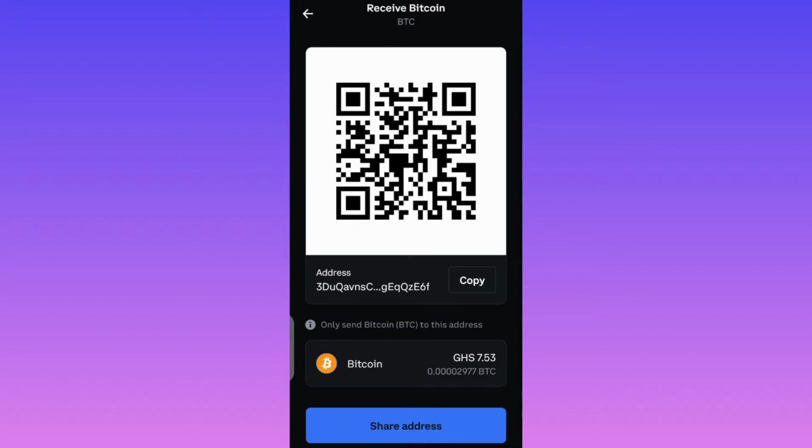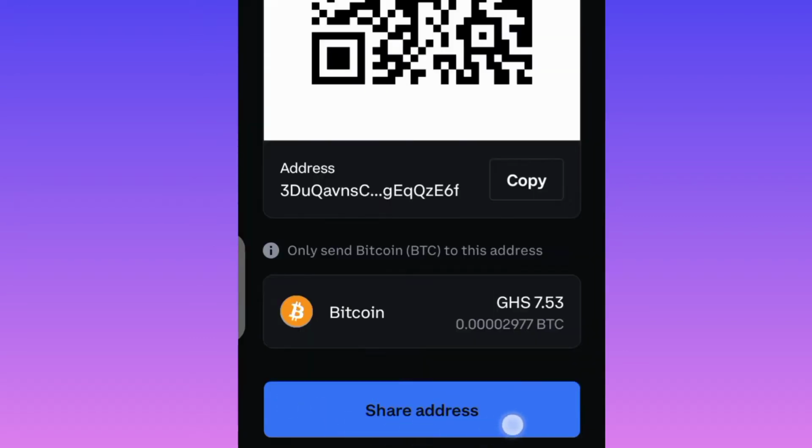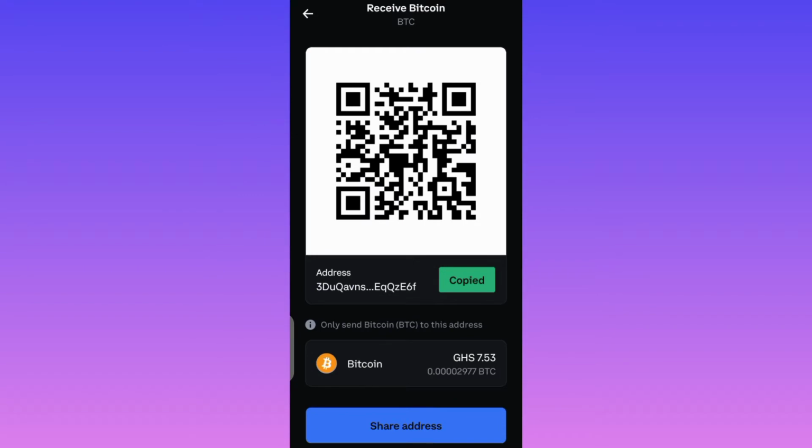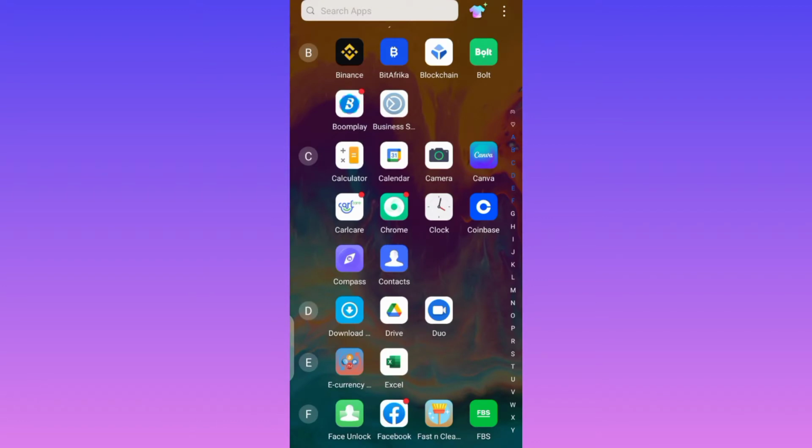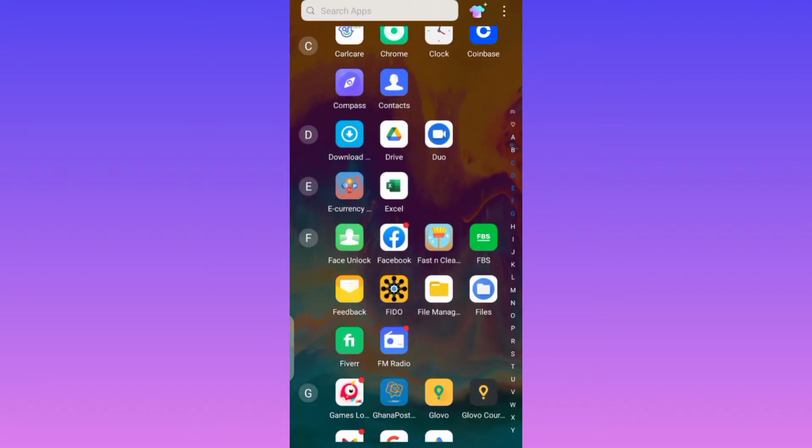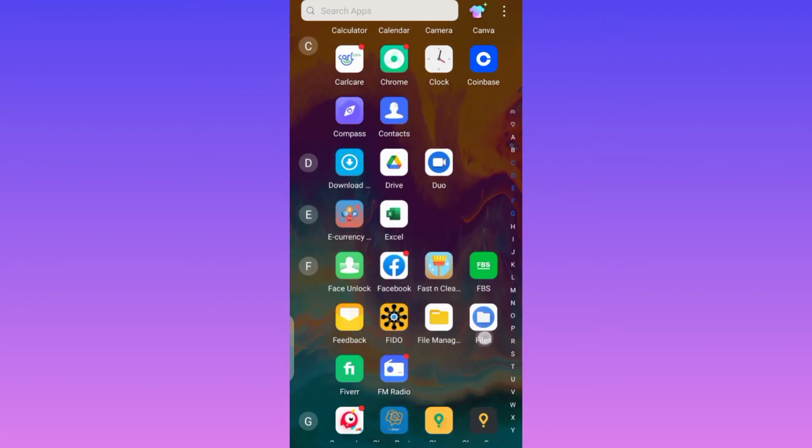All right, so after tapping on the receive, this is where you come. So you can share your address by tapping here, or you can easily copy the address here. So what I'm going to do now is to copy this address. Now, because Bitcoin is not legal in Ghana here, what you have to do is to buy the Bitcoin from a third party, and that third party will send it to your wallet here. So let's go straight to the home page again, and the exchanger or the third party I'm going to use now is payplux.